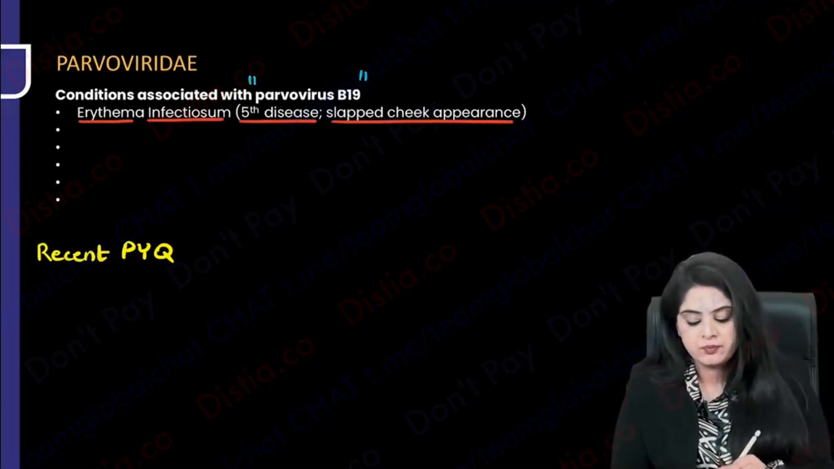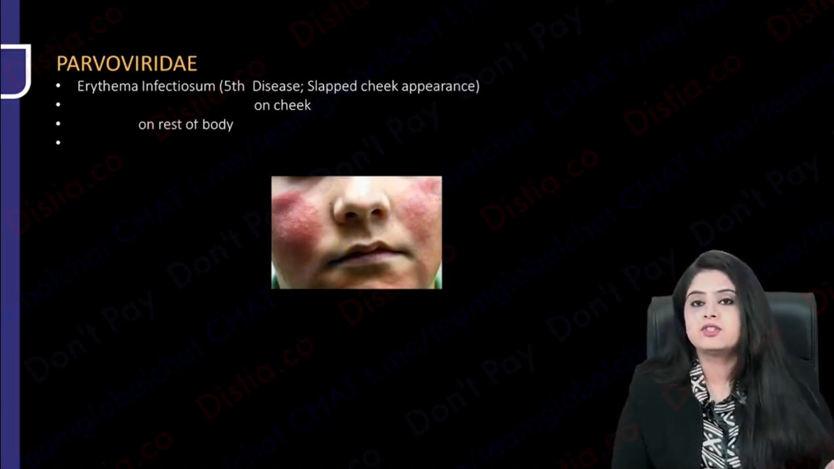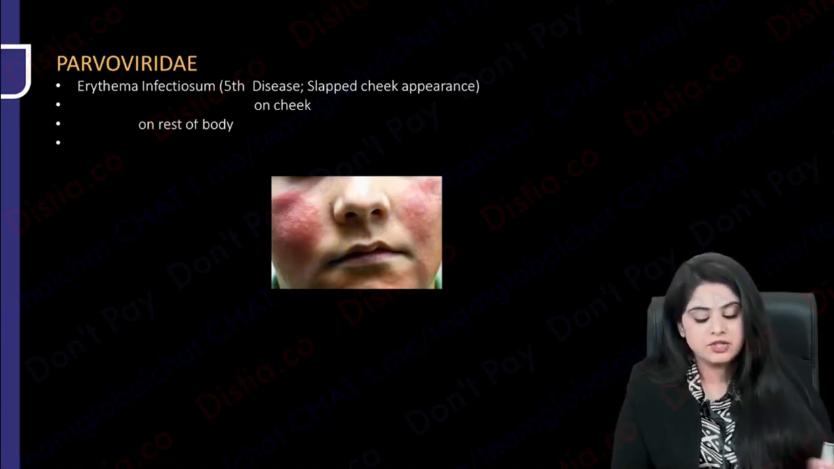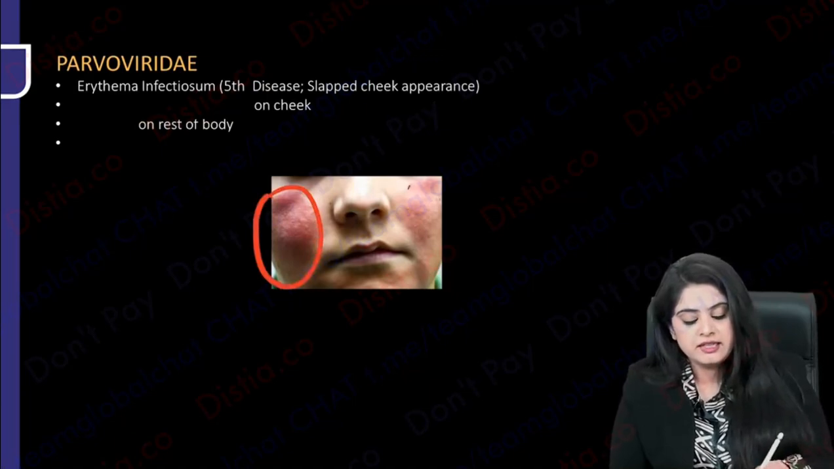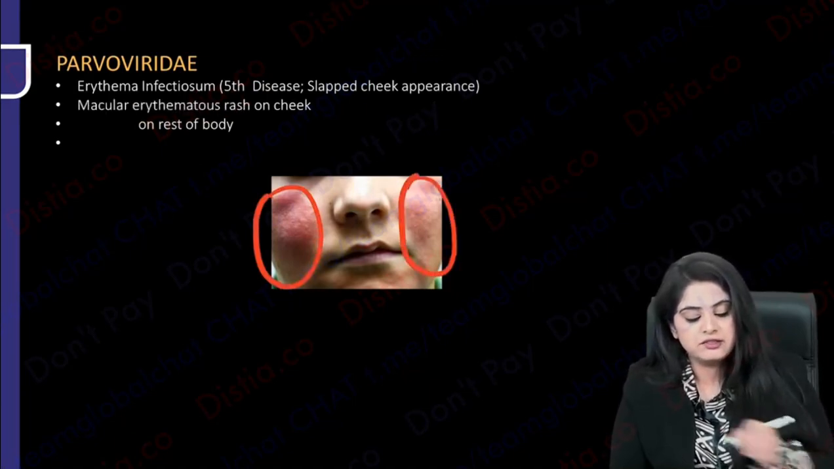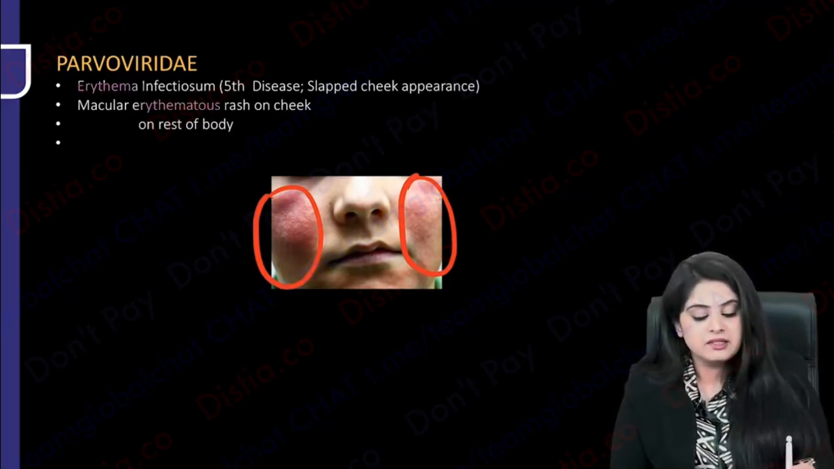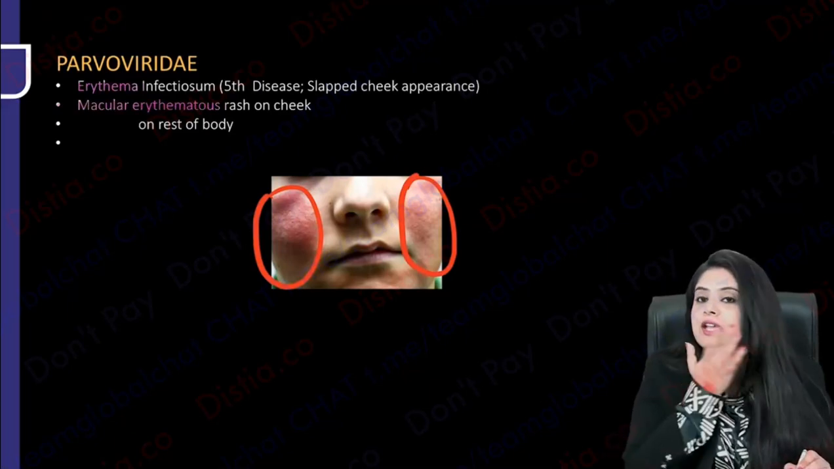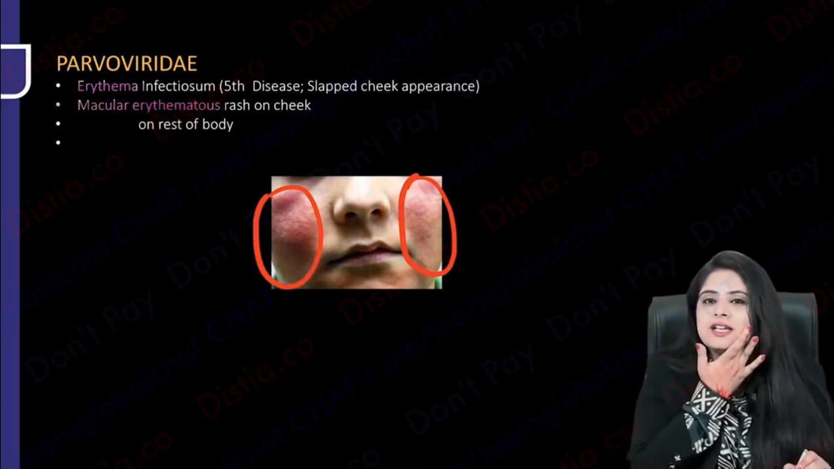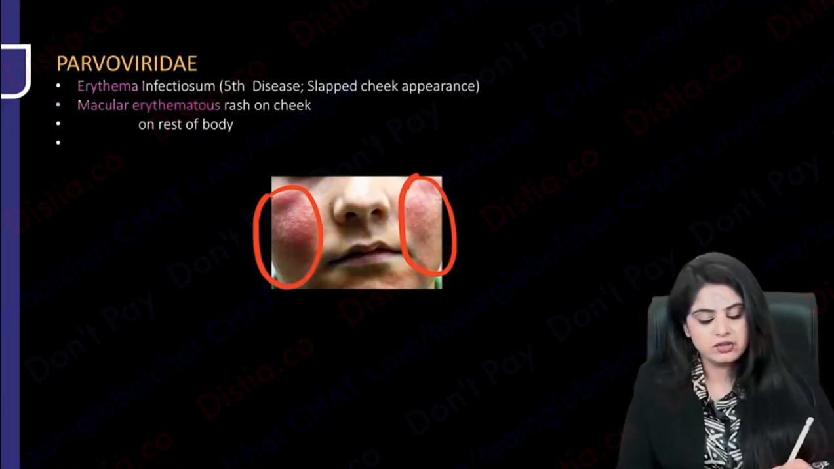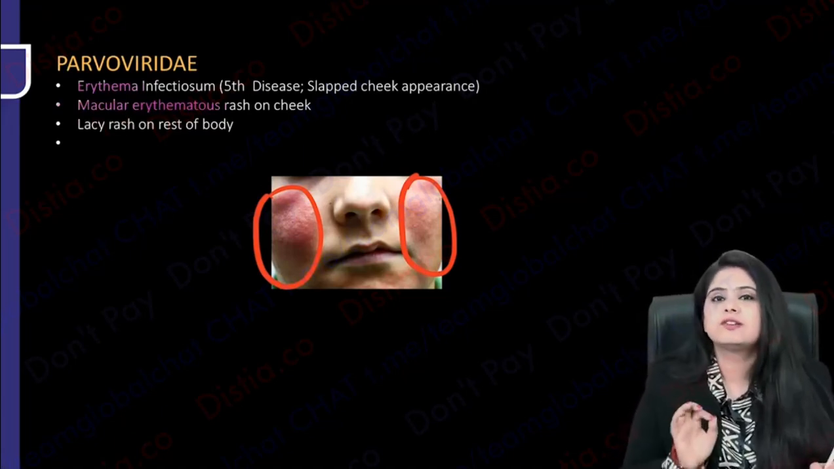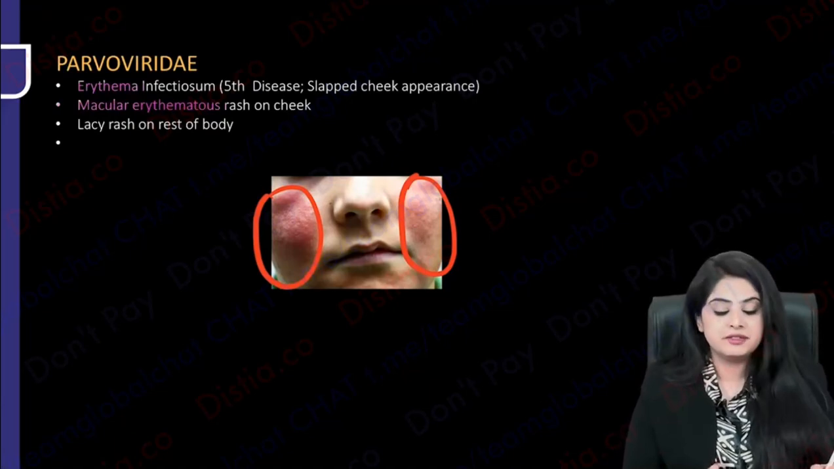Let me show that to you. This is a case of erythema infectiosum, or the 5th disease, or the slapped cheek appearance. You can see that there is a rash present on the cheeks like this, right? So that's why I called it erythema, because there is an erythematous rash present on the cheeks, a macular erythematous rash on the cheeks, and a thin lacy rash on the rest of the body. So the rest of the body also has a rash, but it's not erythematous.